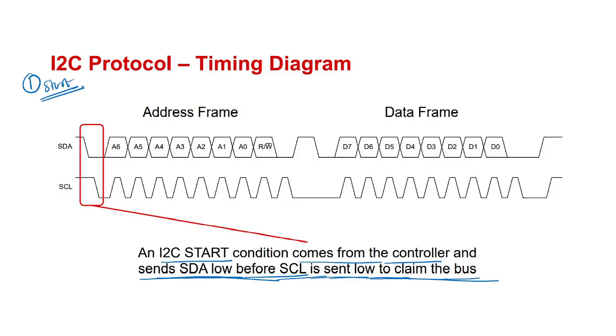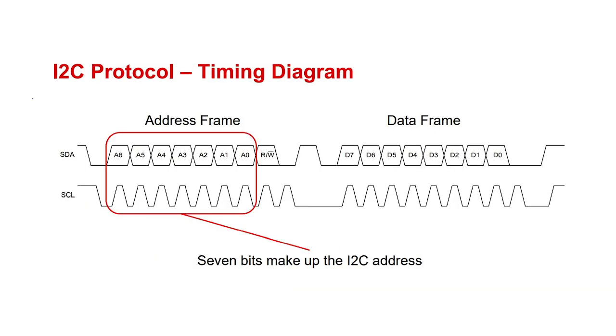After that, next is the address. The master should identify the slave address. How is it identifying? It is identifying by the 7-bit I2C address. This is nothing but the address frame, the 7-bit I2C address. So this is the second part, identifying the address.